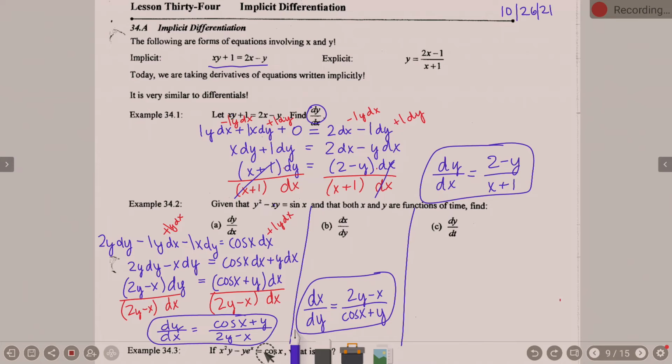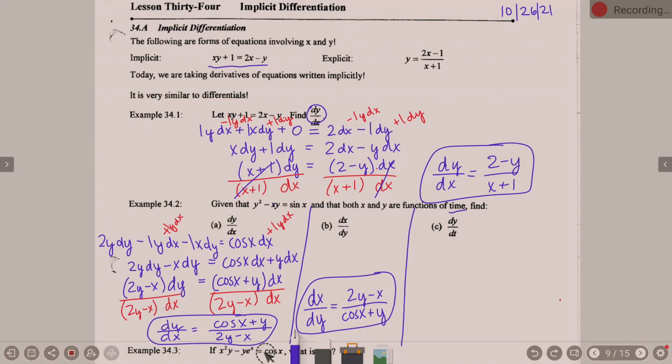Okay, C. dy dt is where we're at. Now, the odd thing is, this equation is in terms of x and y. There's not t's in here. But it does say as functions of time. That's the key right there, as functions of time.